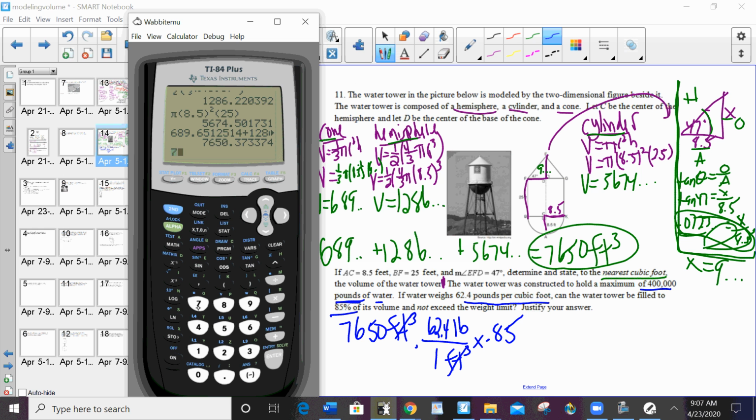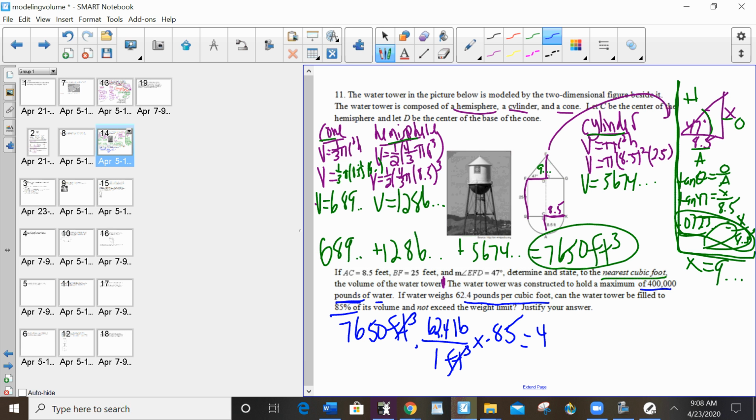Again, in this case, I'm using the 7650 since I rounded it in the first part of the question. Since there's nothing on the bottom, I'm not going to type in the fraction. You can if you want. 7650 times 62.4 times 0.85 gives me 405,756. And my unit is pounds.